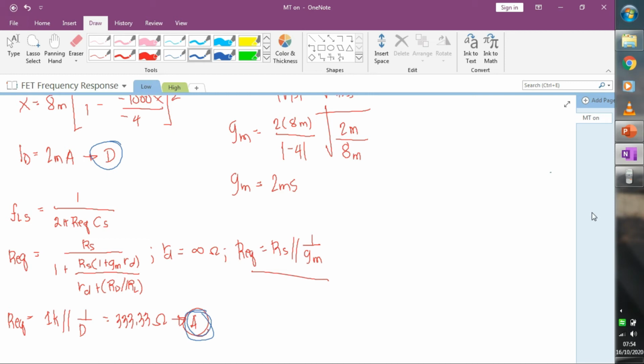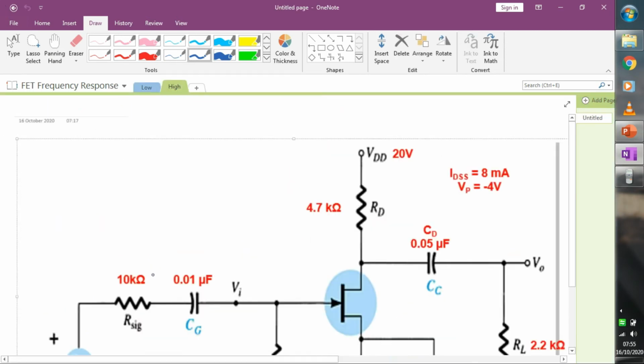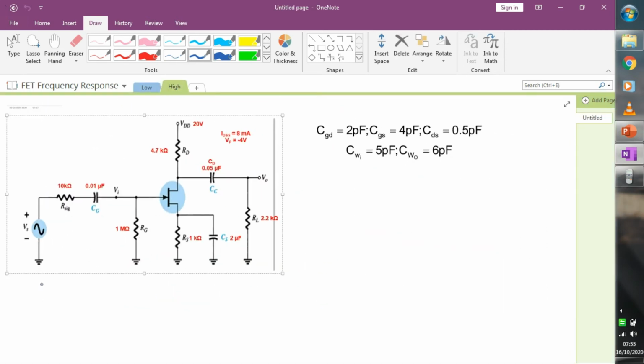So now let us analyze this FET circuit on high frequency response. If you remember the formula for the input and output capacitances, we add the Miller capacitances, the CMI and the CMO. The common thing about those capacitances is that they use the factor of your voltage gain.